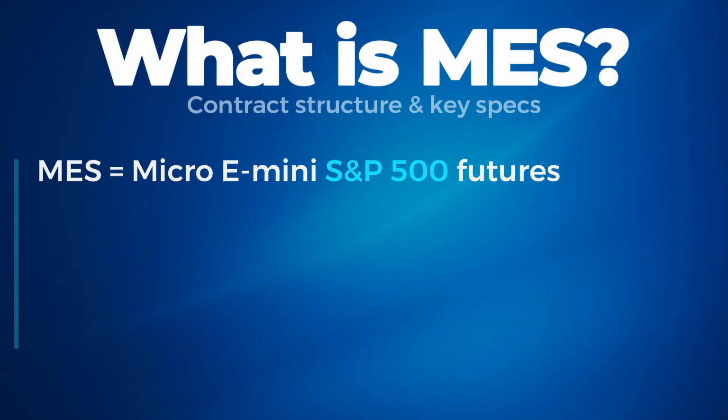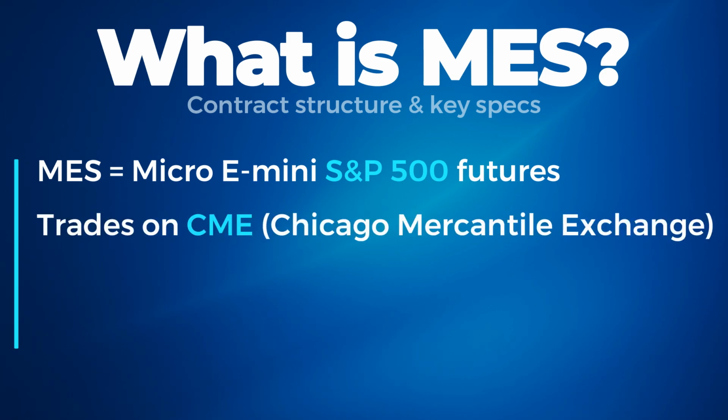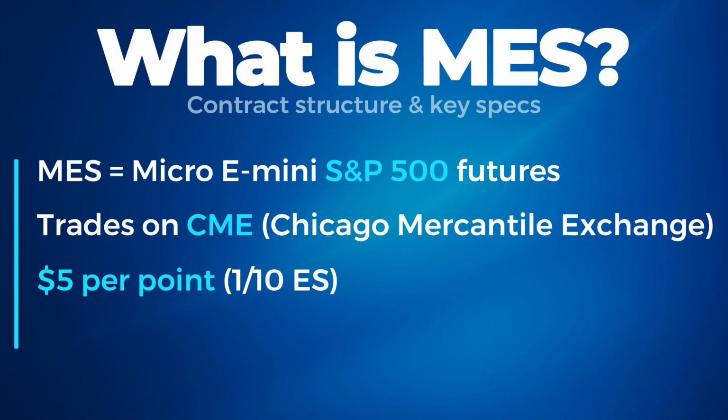MES stands for the Micro E-mini S&P 500 futures, and it tracks the S&P 500 index. It trades on the CME, the Chicago Mercantile Exchange. So why does it exist? Standard E-mini contracts are efficient for large accounts, but oversized for most retail traders. Micro contracts give smaller sizing on the identical market structure.